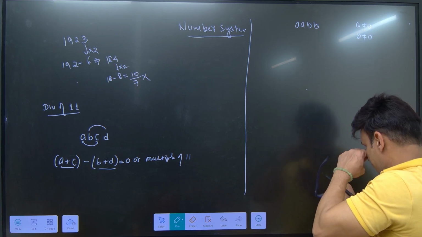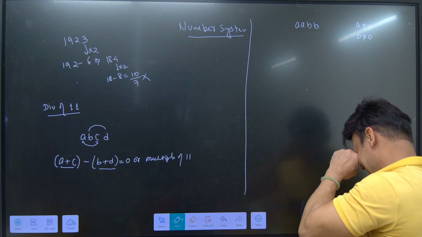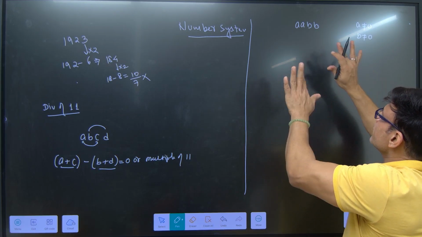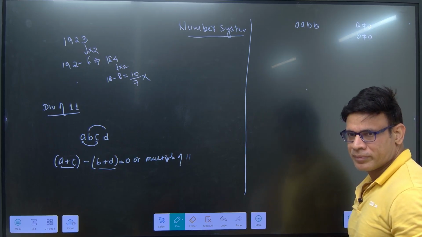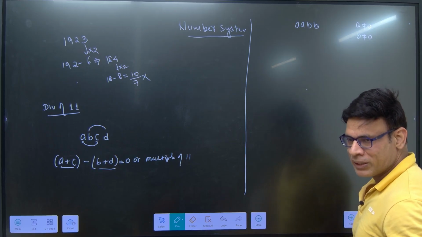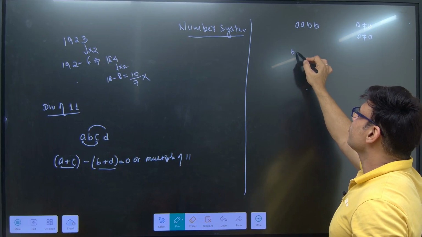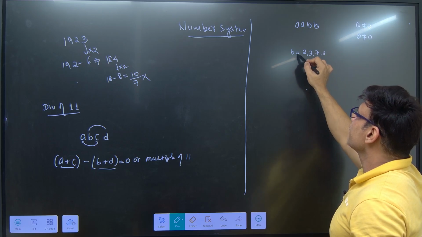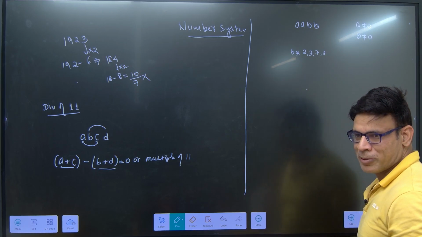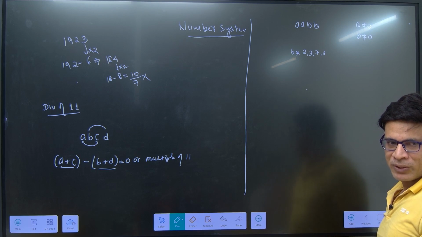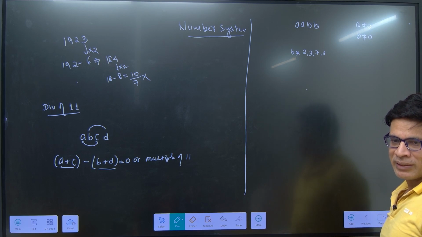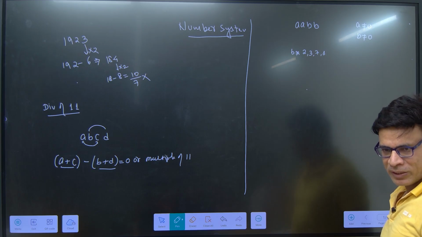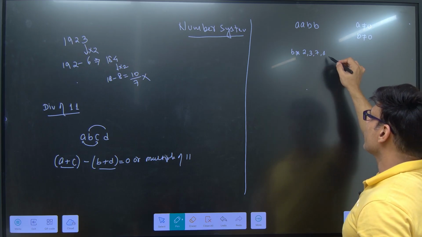So suppose this number is a perfect square, then I can eliminate so many things. First thing, B cannot be 2, 3, 7 and 8. It cannot take these. Why? If this number is a perfect square, it means the last digit cannot be 2, 3, 7, 8. Last digit cannot be 5 also. Why?